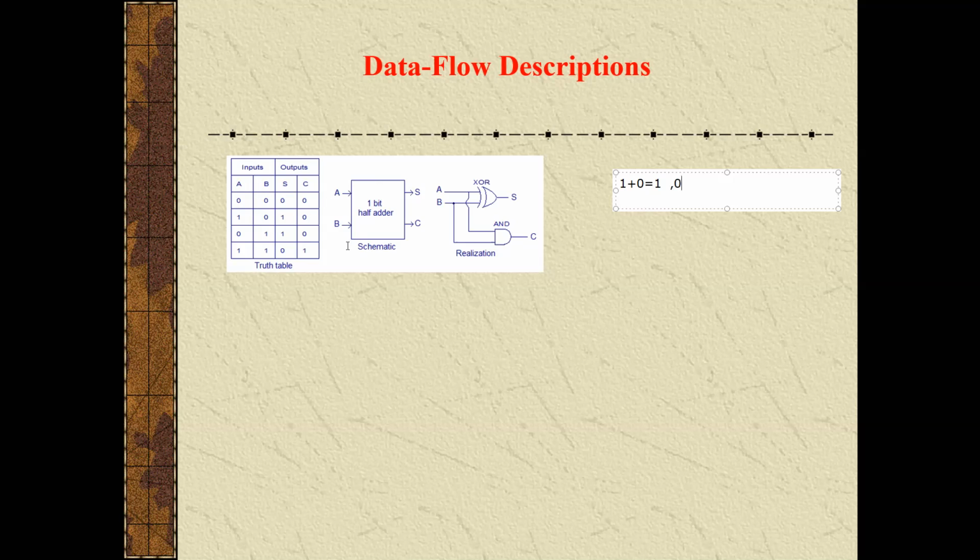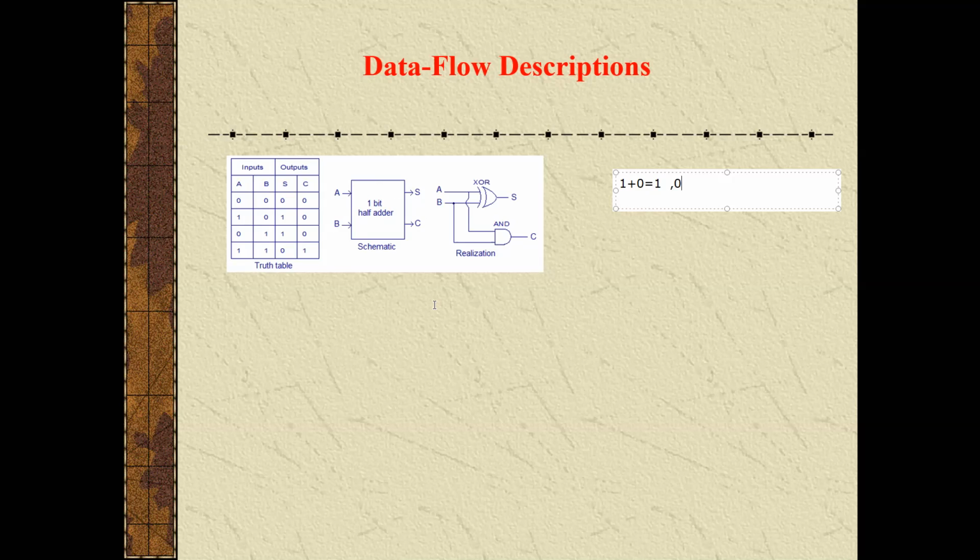If A and B are both 0, the sum is 0 and carry is also 0. If input A is high and the other input B is low, then the output sum is high and carry remains 0. When will carry be high? When both the inputs are high, only then will the carry become high.